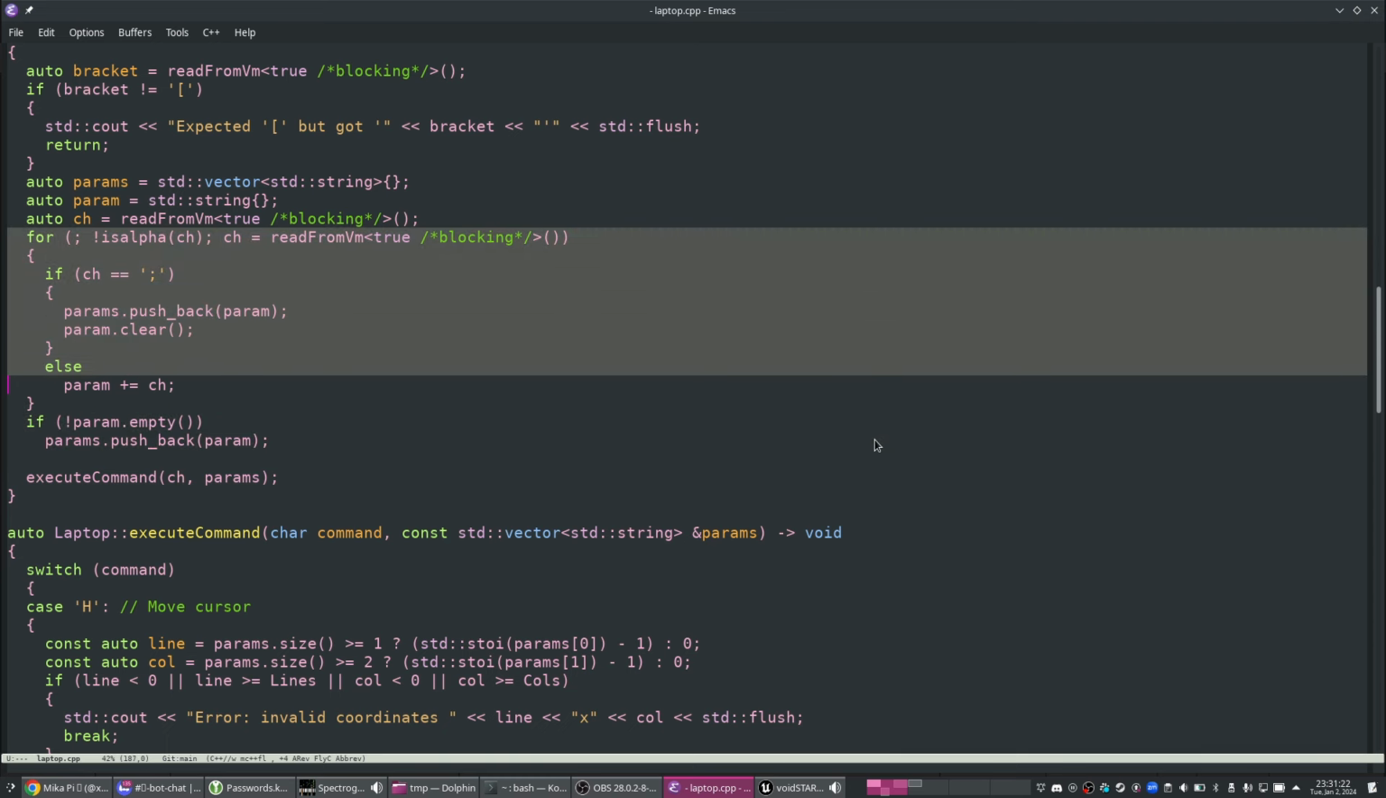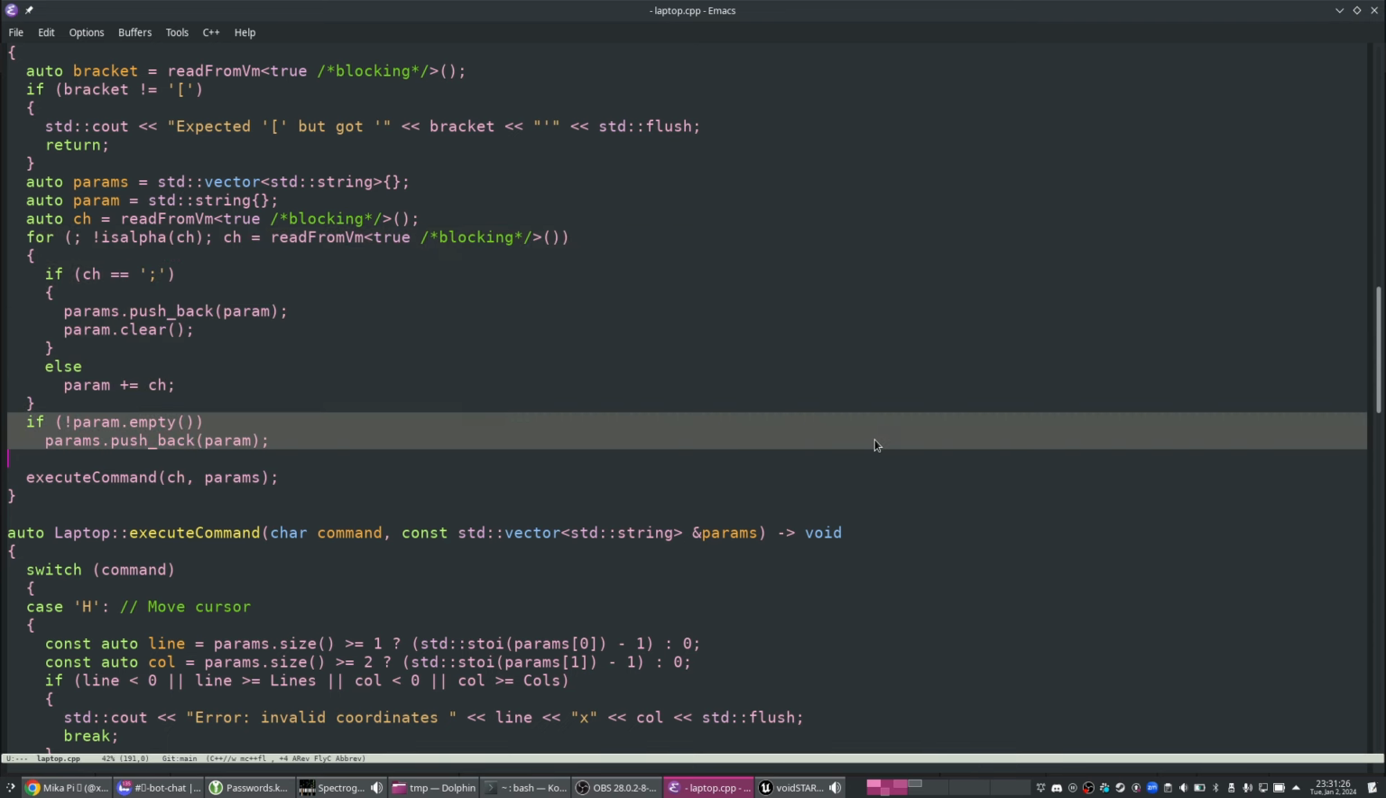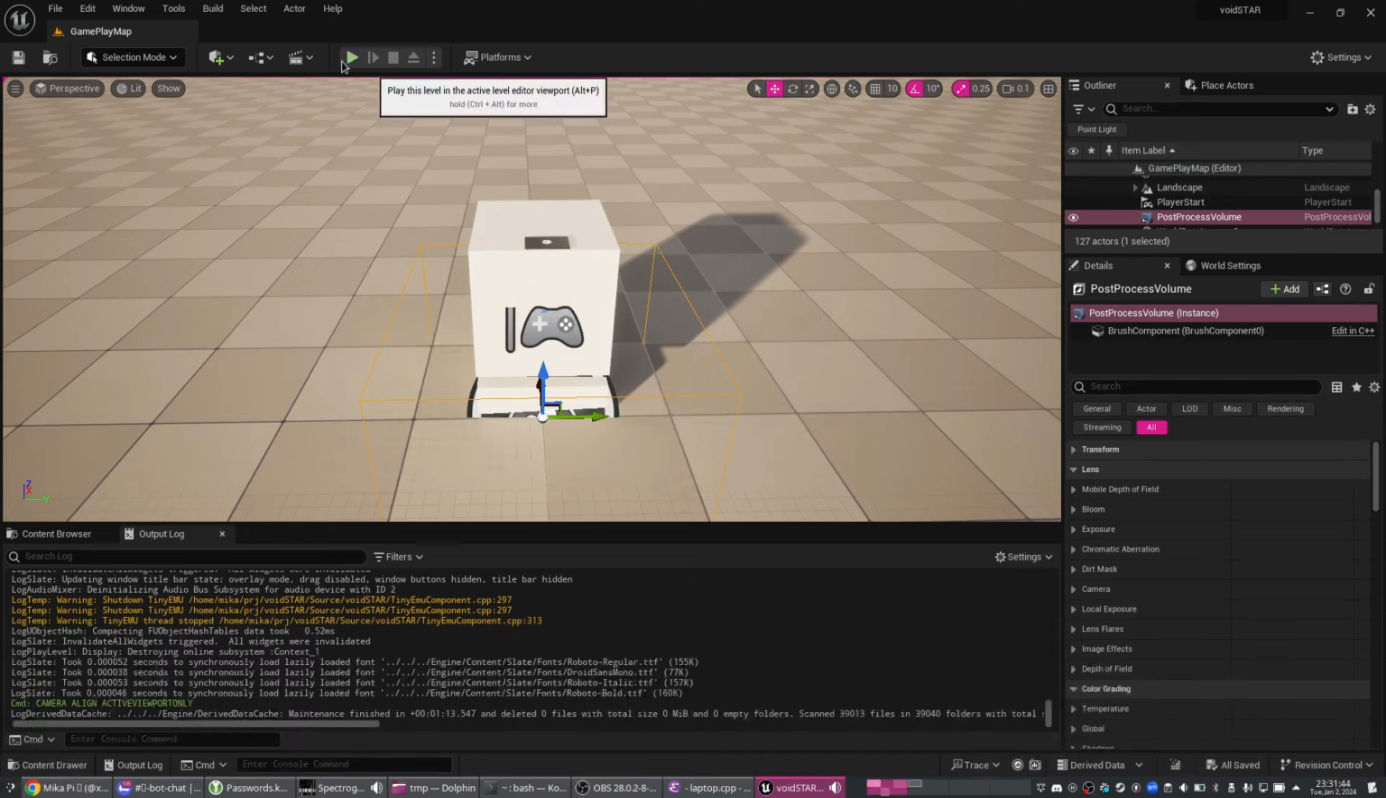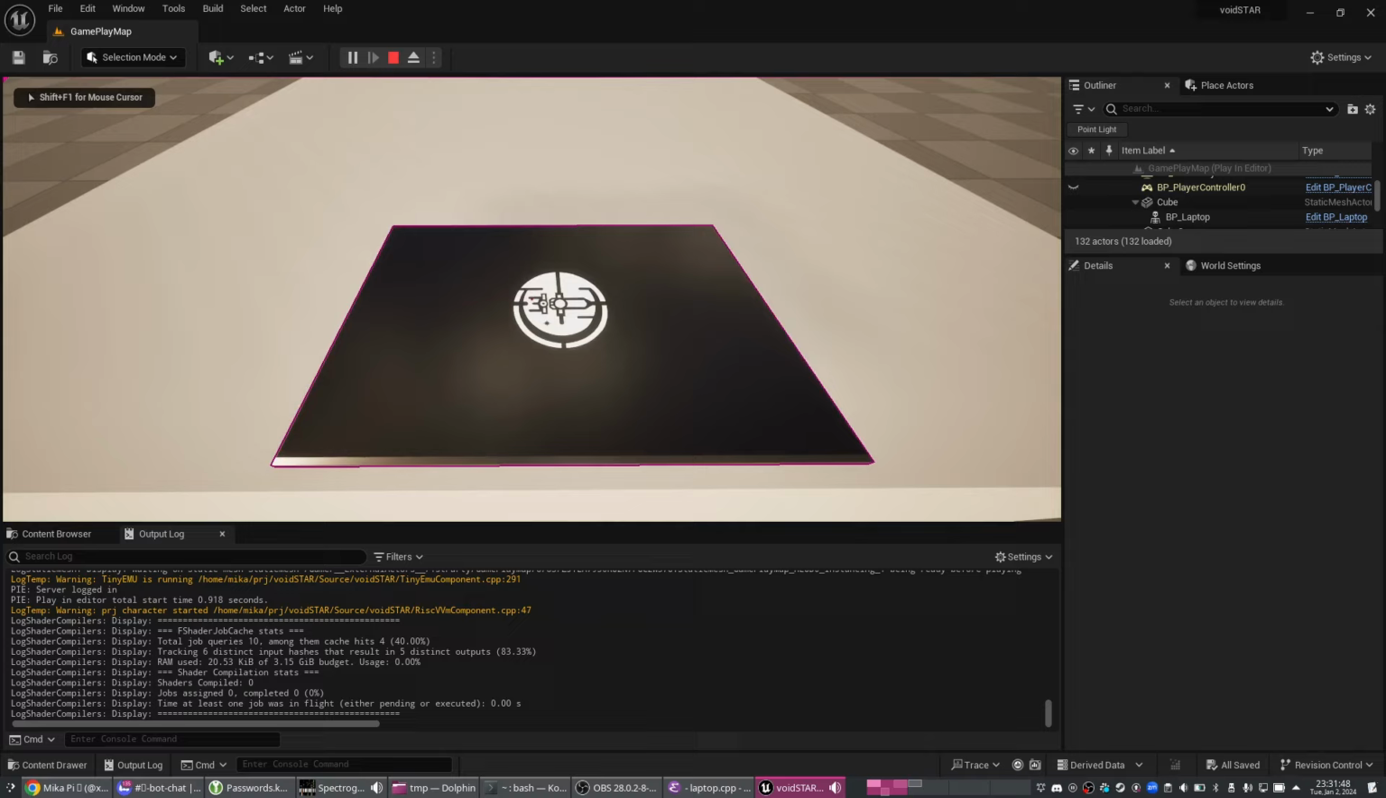So this loop was extracting parameters. The last parameter was never extracted. For example, then it was setting the cursor, so there is an x and y position, and one of the values was missing, and a lot of things were broken. Surprisingly, a lot of things were working, so now I can show you.